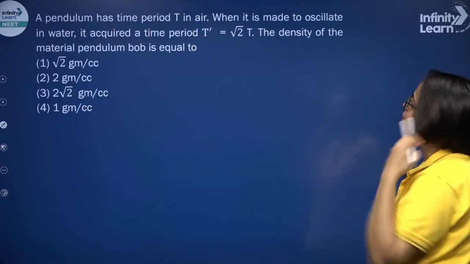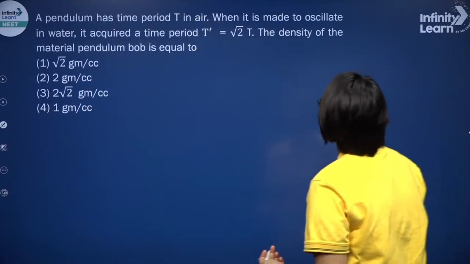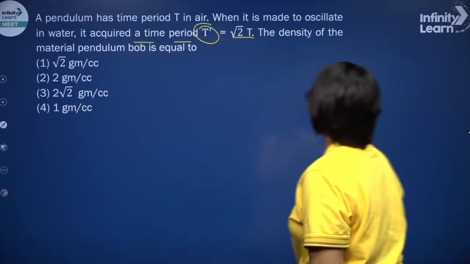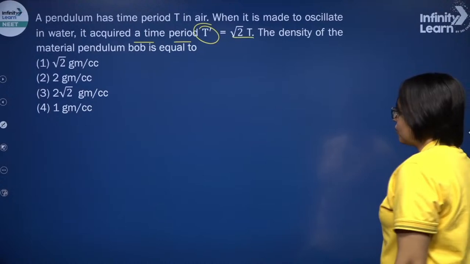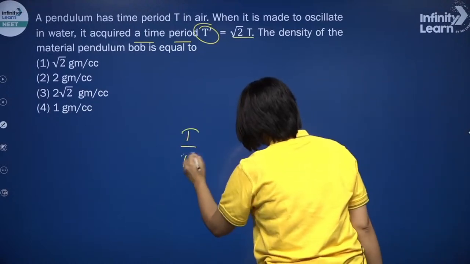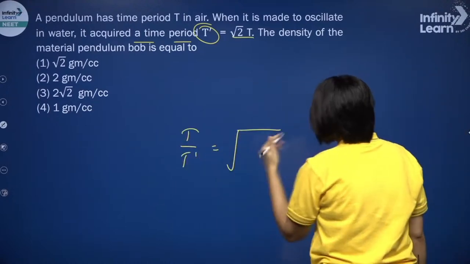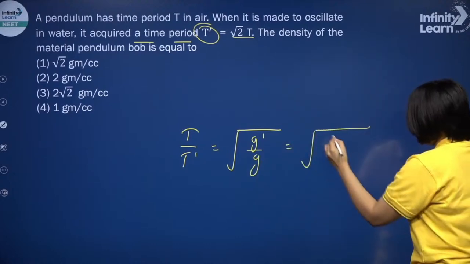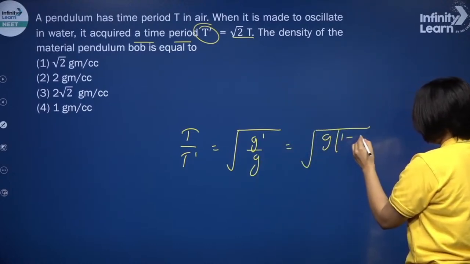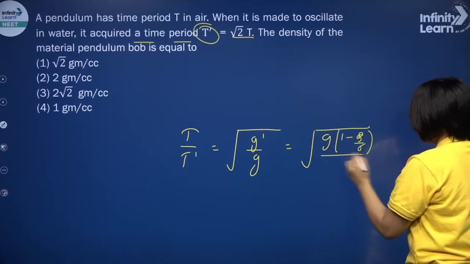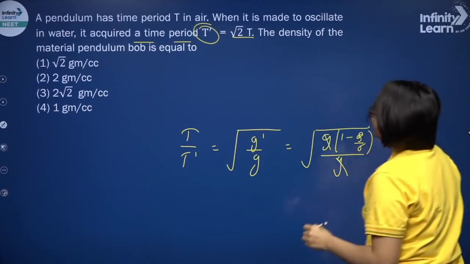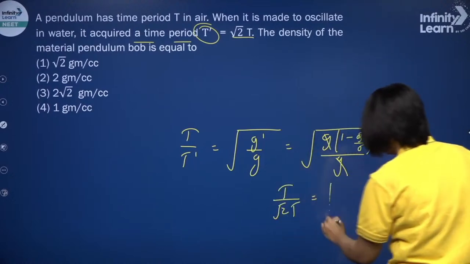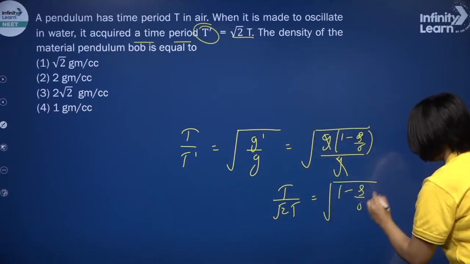A pendulum has time period T in air, and when it is made to oscillate in water, it acquires a time period T dash, which is root 2 times T. The density of the material of the pendulum bob is? So over here, T upon T dash is nothing but under root of g dash upon g, where g in the material medium is g into 1 minus rho upon sigma. And T dash is root 2 T, so T upon root 2 T is equal to under root of 1 minus rho upon sigma.